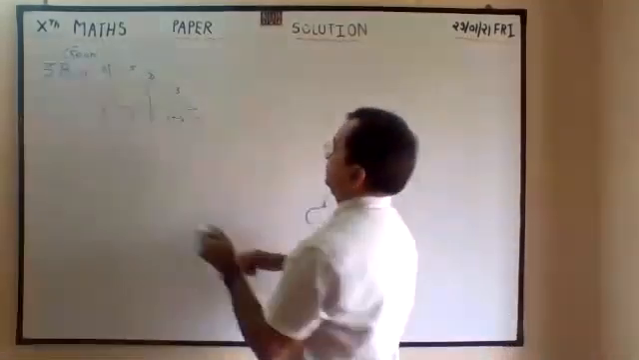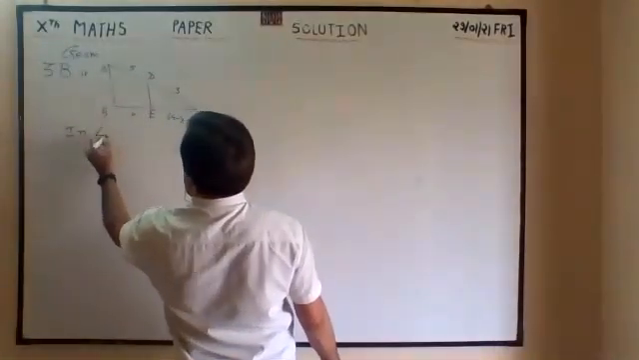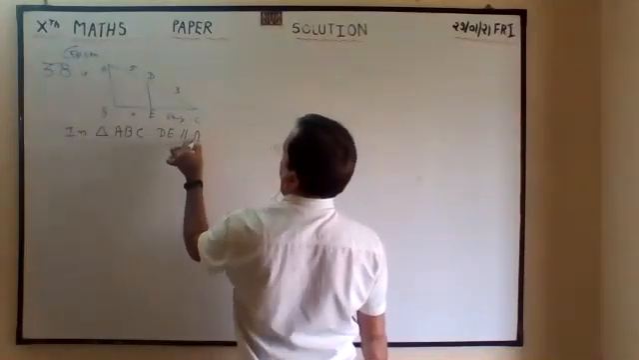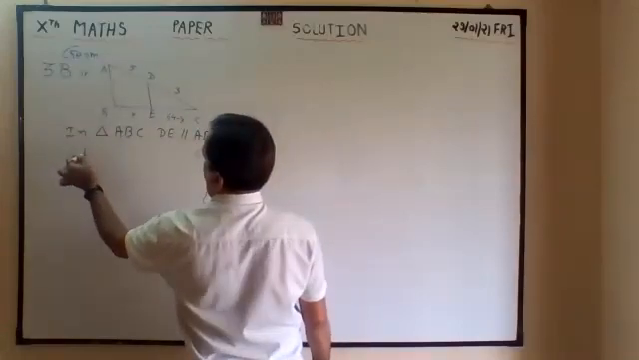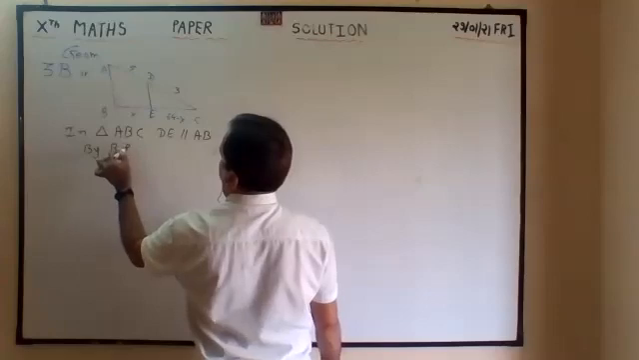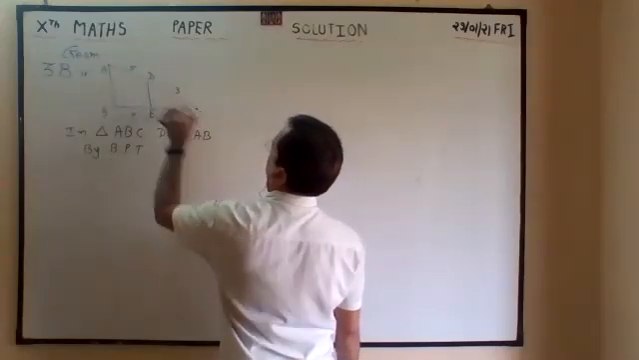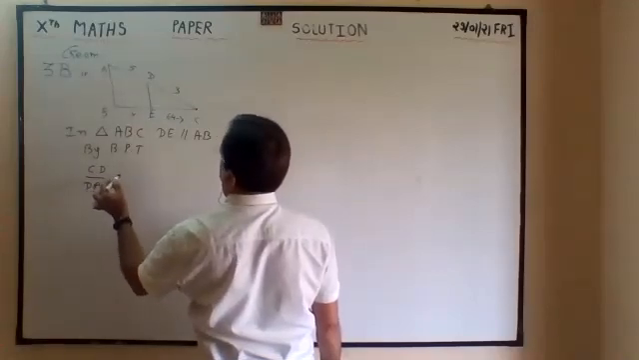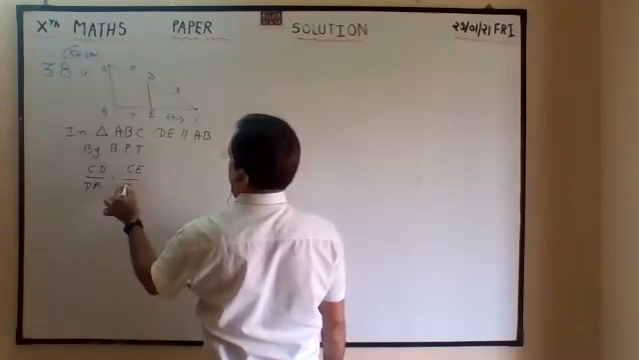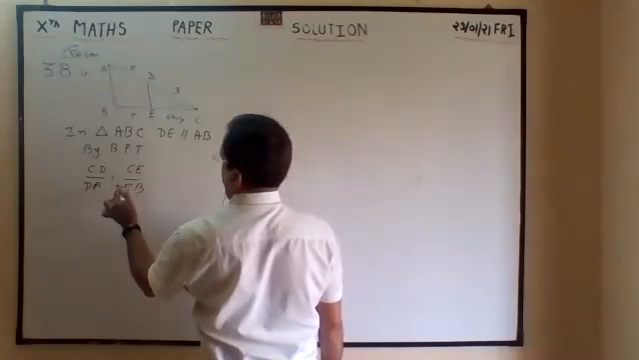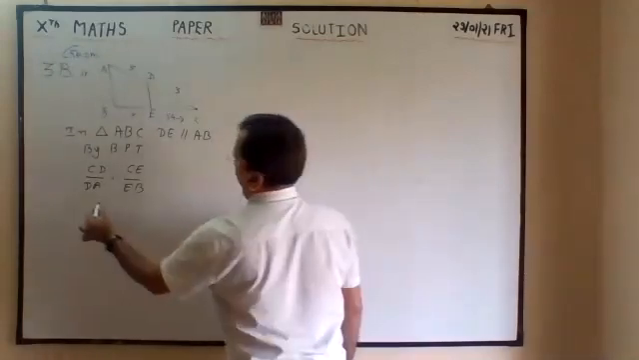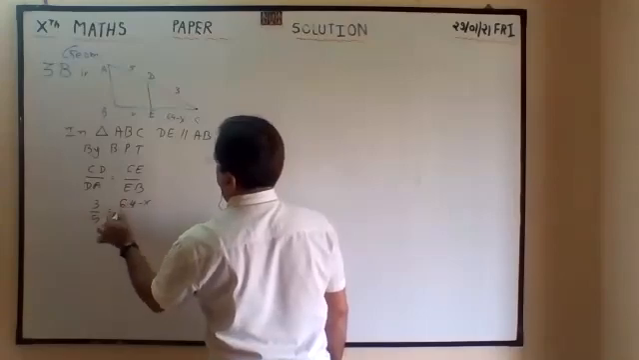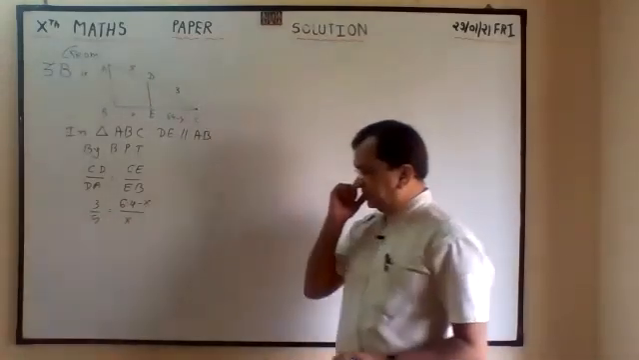So in triangle ABC, DE is parallel to AB. Therefore, by BPT, from here you have to start: CD, DA, CE, EB. Now substitute the value. 3 by 5 is equal to 6.4 minus x by x.